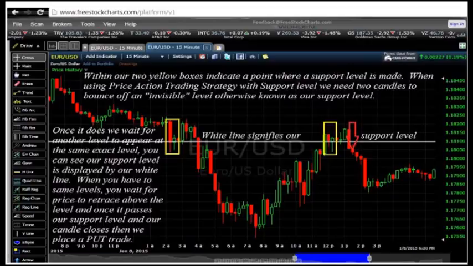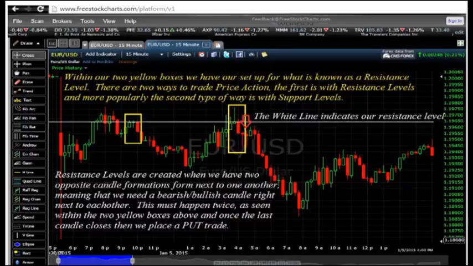But obviously, if you change the time frame, you're going to want to change your expiry times. Next would be resistance levels. Within our two yellow boxes is where our resistance level is made. You're just still waiting for an invisible barrier to be created.